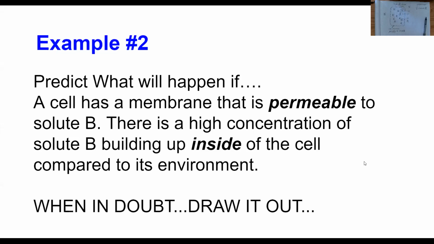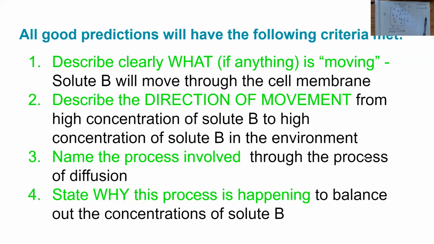I told you that solute B is going to move through the process of diffusion from inside the cell to the environment, or from an area of high concentration to low concentration of solute B, and lastly, in order to achieve equilibrium. So there are those answers and the criteria. Solute B is going to move this time. It's going to move from inside the cell to outside the cell. That's called diffusion, and it happens to balance out the concentration of solute B, or you could say to lower the concentration of solute B inside the cell. That would also be a way of describing why it's happening.